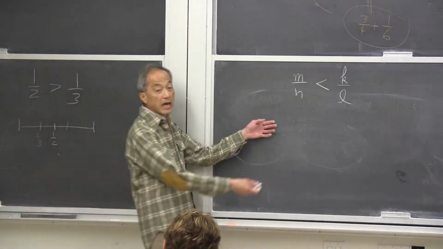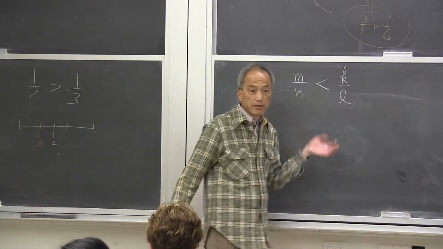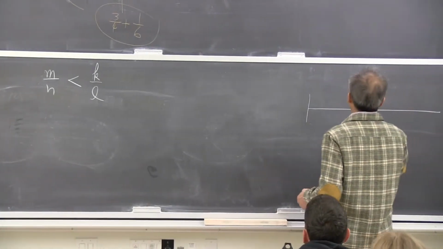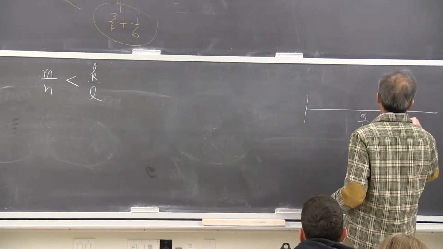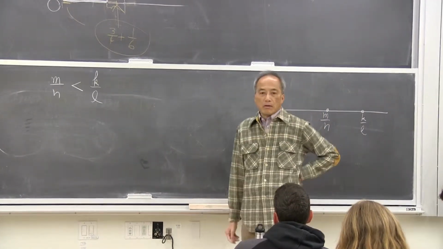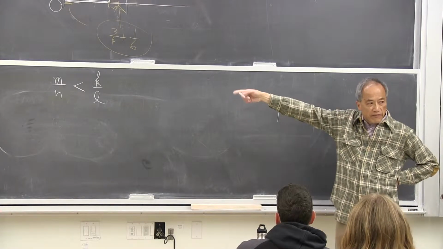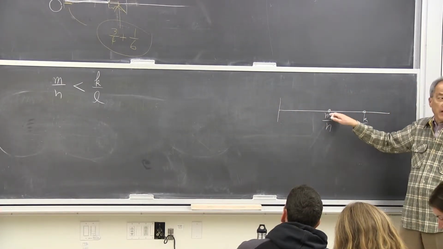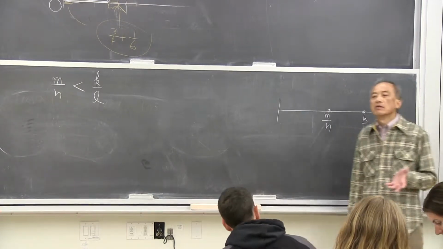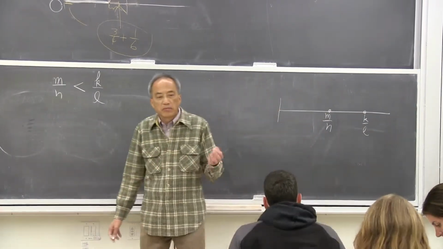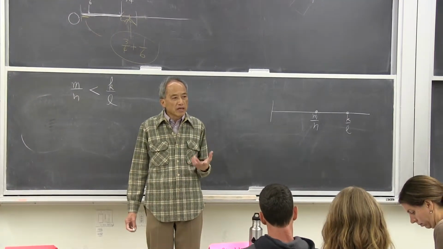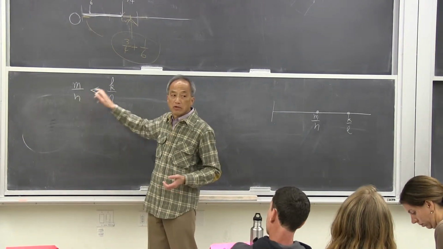Let's see what this would say. So what you're saying is that this is M over N, this is K over L, right? So the given fact is that the position is clear. M over N is to the left of K over L. But what I'm asking you is, yes, that's the given positions of the two points, but can you say something about the individual numerators and denominators?